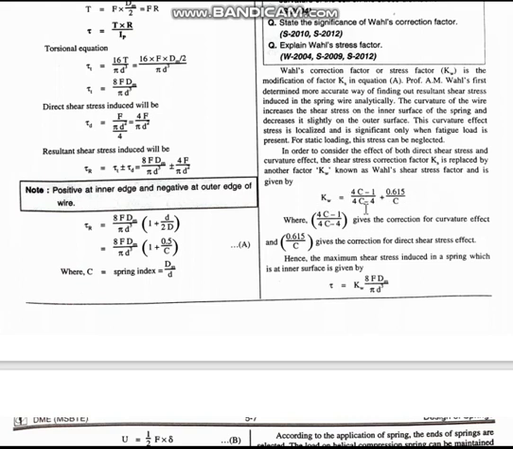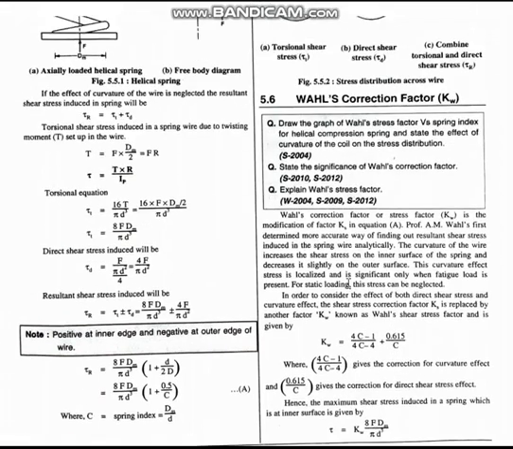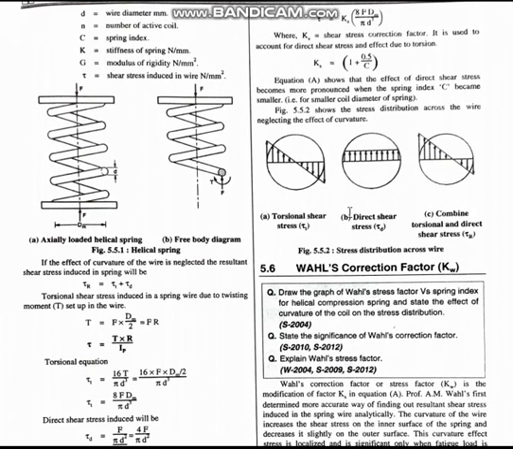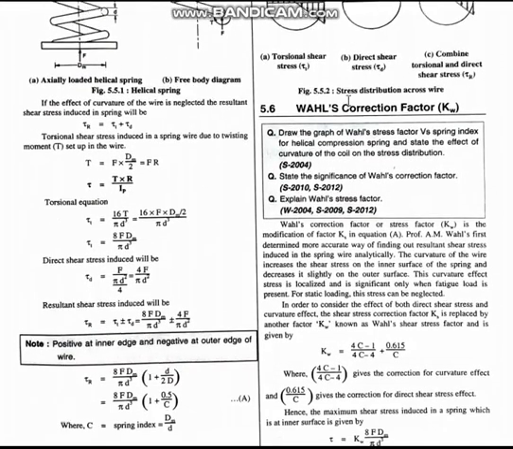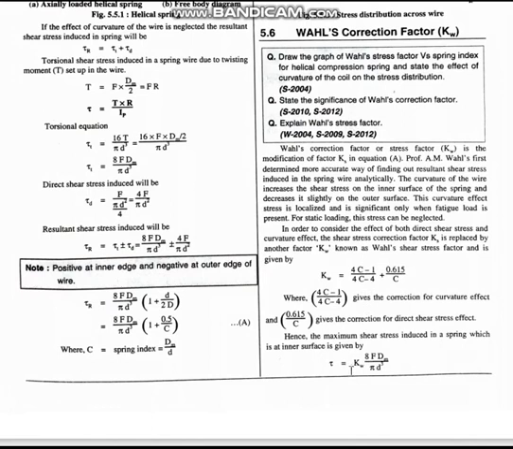Okay, and you remember that this first factor is because of the curvature effect and the second factor is because of the direct shear stress. So now our formula, what we derived here, this is the resultant shear stress formula. Now Ks should be replaced by Kw. Forget about Ks. Hereafter we are not going to use Ks. We will be using Kw only.